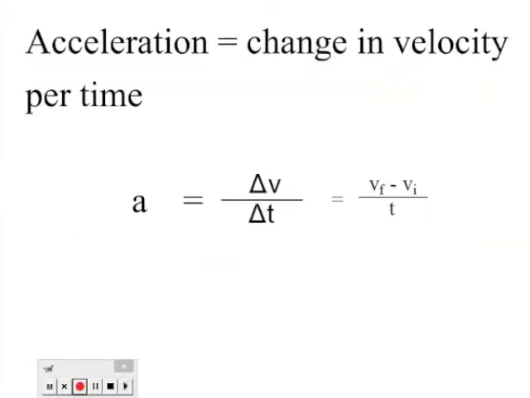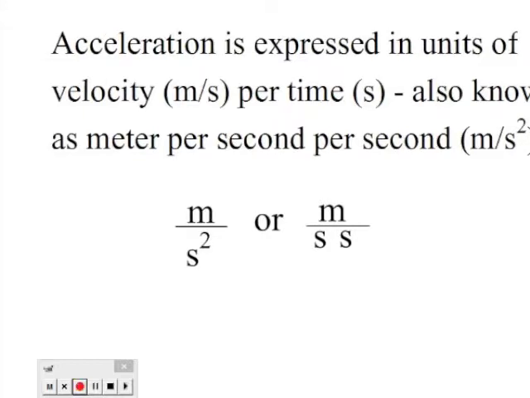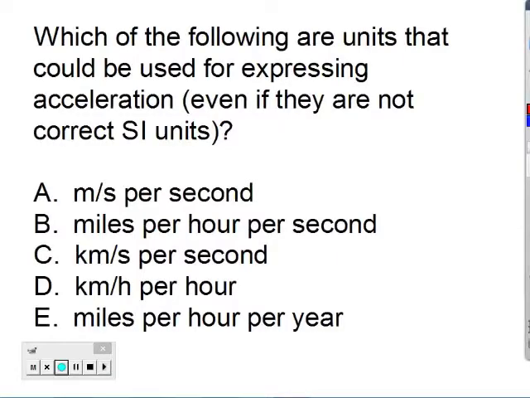So acceleration is really a change in velocity per time. By vector subtraction, we're showing it's your final velocity minus your initial velocity over time. So the units will always be speed per time or velocity per time, like meters per second, meters per second squared. Or for dimensional analysis, it might be easier to do a meter over seconds squared. All right, so here's a problem. Which of these following could be units for expressing acceleration, even if they're not appropriate SI?